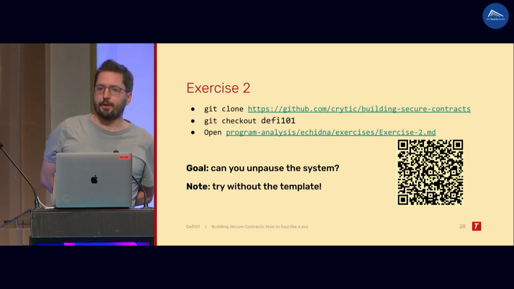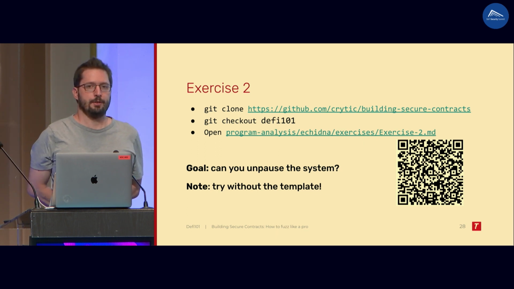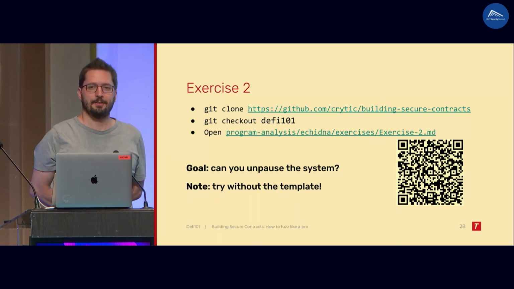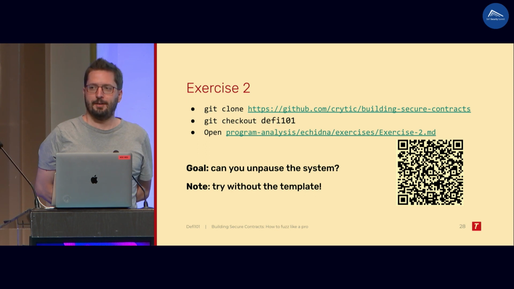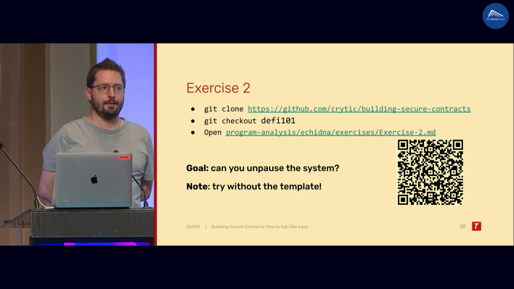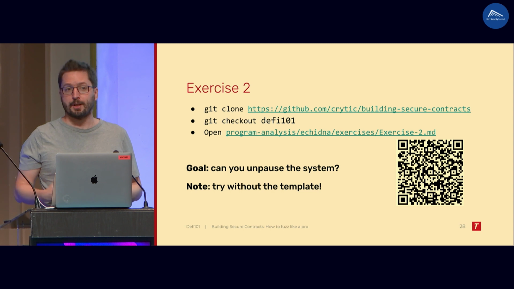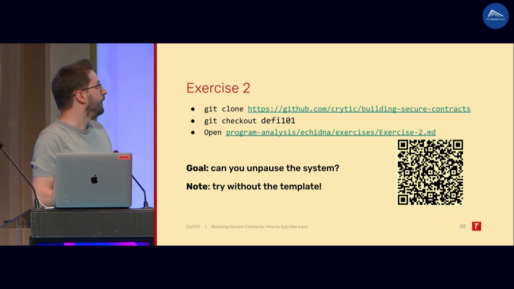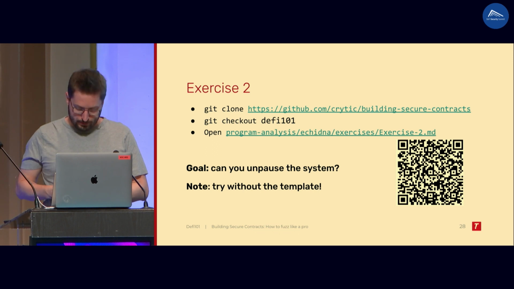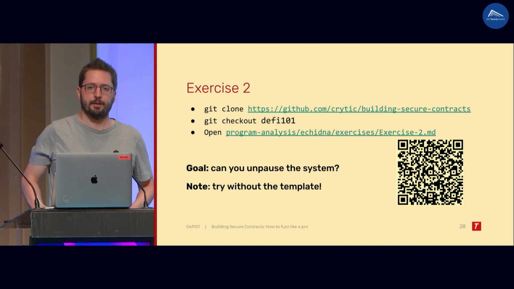Is there any question regarding the first exercise? How many of you managed to have Echidna running? Okay. How many of you managed to finish the first exercise? Okay. So let's go to the second one. Here, we are going to try to have a system where you can pause the system, you drop the ownership, and we're going to use Echidna to see if we can unpause the system. So let's take 15 minutes again, so 25.